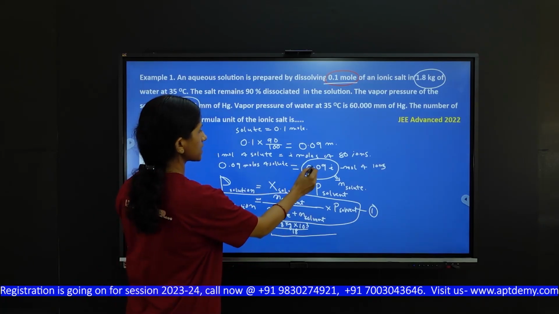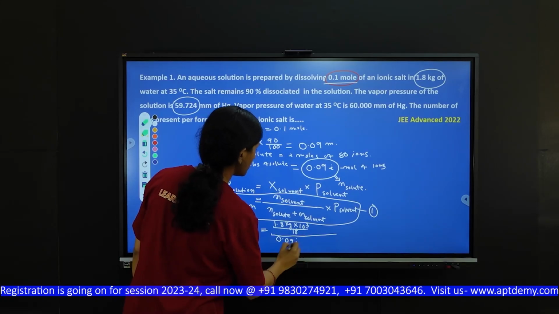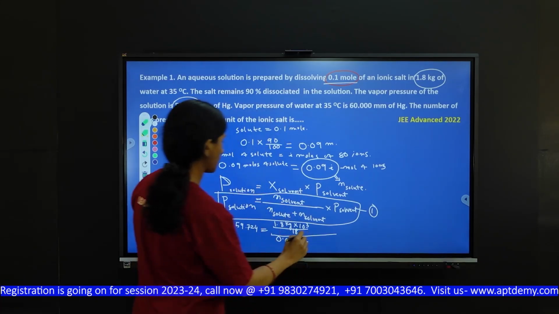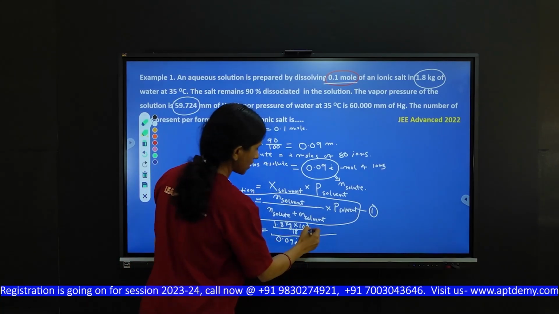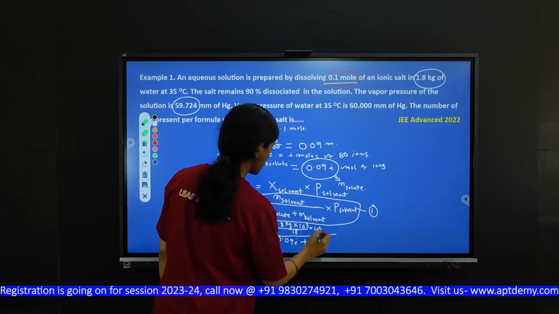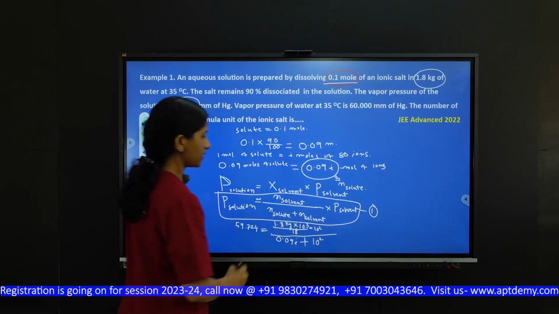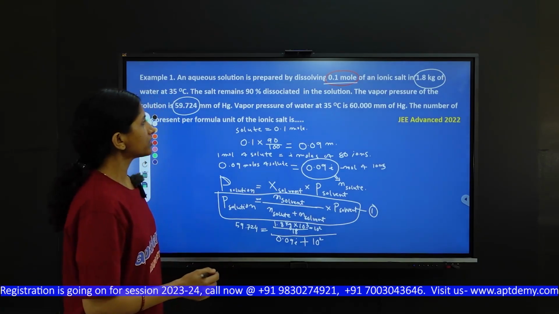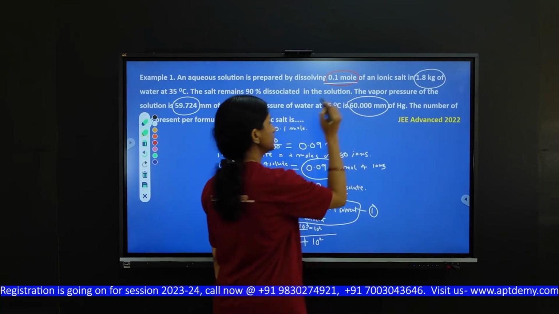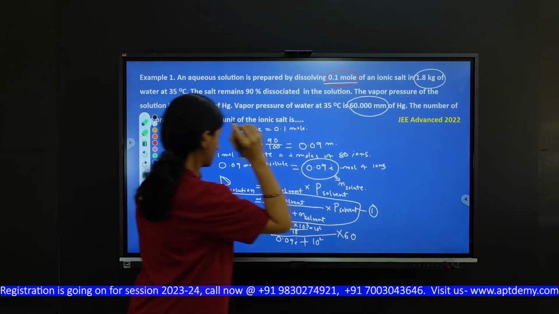And now n solute has come out as 0.09 i, plus n solvent. Now if you calculate this part, it will come out as 10 square. So I will directly write here the value of 10 square. And the vapor pressure of the solvent is also given as 60 millimeter of Hg, so times 60, right?